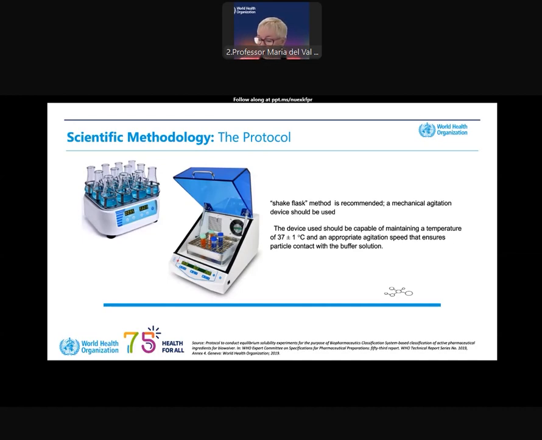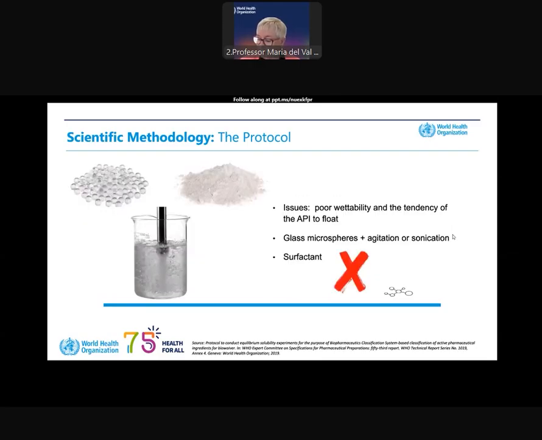In principle, we expect that with adequate agitation, and generally, the equilibrium should be reached within 24 hours, but actually we are taking samples for a longer period of time.